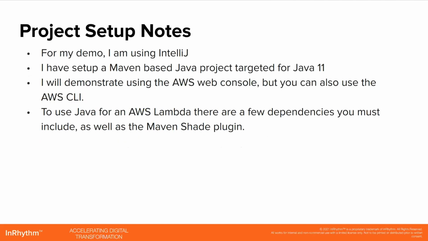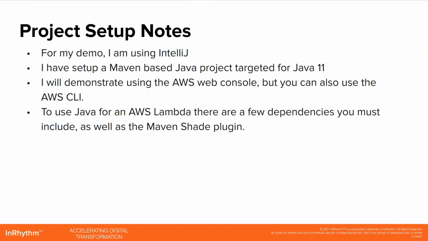And just a few notes on my project setup here. I'm using IntelliJ. I've set this up as a Maven-based project and targeted at Java 11. And you can use Gradle. I just normally use Maven. But again, if you're using Gradle, you can do these things as well. Lastly, and probably most importantly, there are some Lambda dependencies you've got to include, as well as the Maven Shade plugin. And I'm going to show you those really quick.